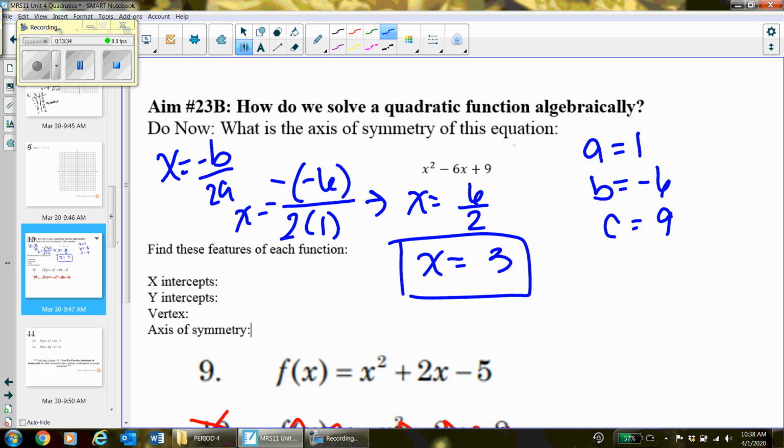They asked for the equation, so it must be x equals 3, not just 3. All right, so that's your answer for the do now.